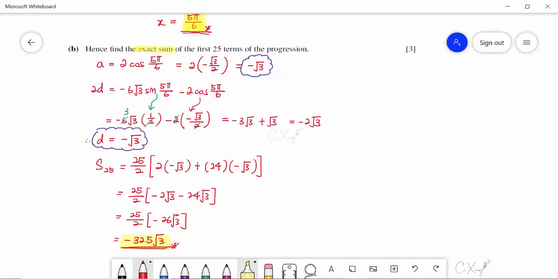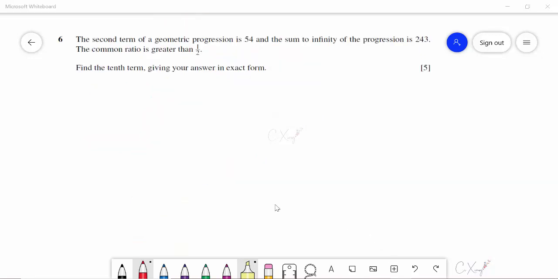Alright, so this is the exact sum. You cannot change it into decimal places because for this question they request for the exact sum. That means you have to leave your answer in the surd form. Okay, so next is question number 6. Alright, so they give us some information here.